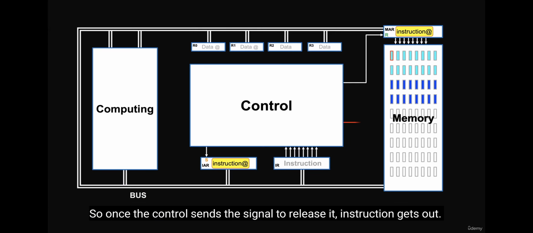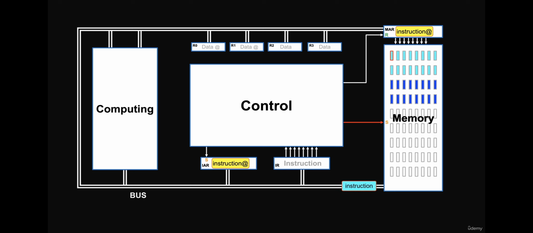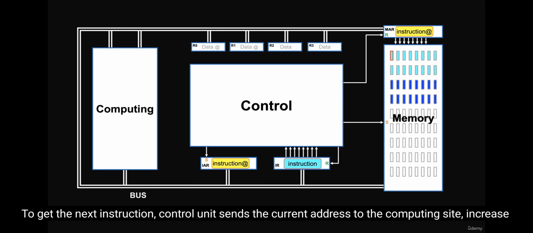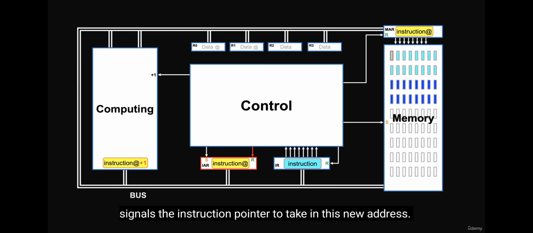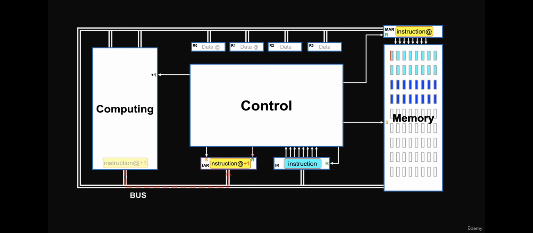So once the control sends the signal to release it, the instruction gets out. The instruction unit is signaled to absorb it. To get the next instruction, the control unit sends the current address to the computing side, to increase it by 1. Then it signals the instruction pointer to take in this new address. The instruction fetch cycle is done.